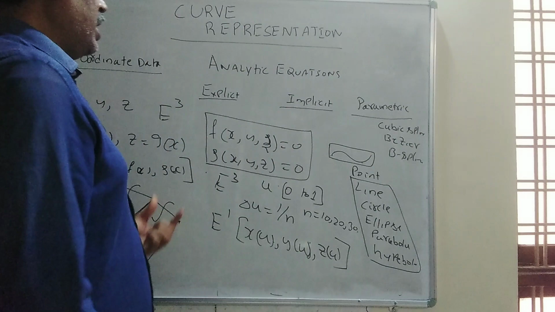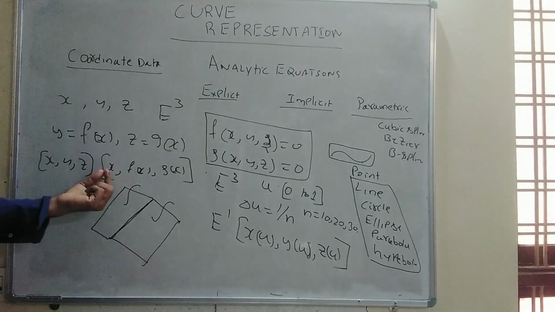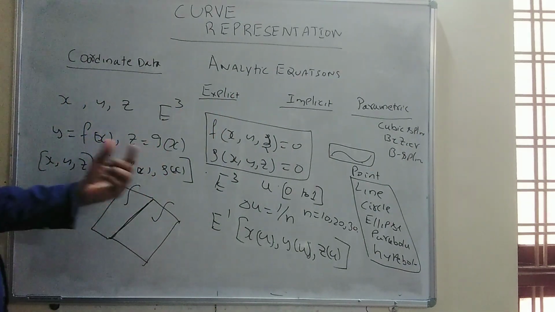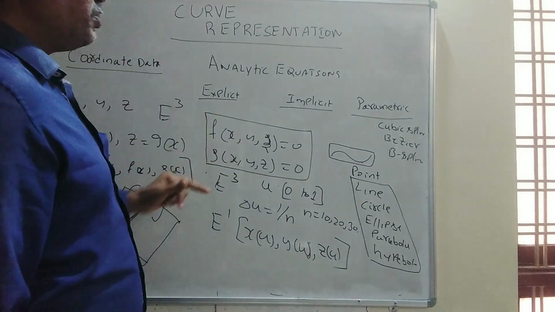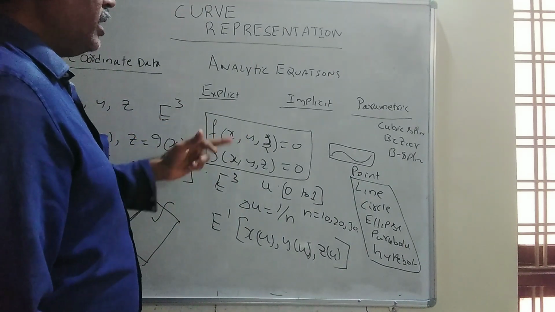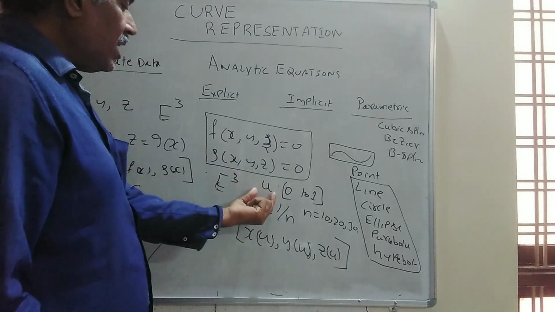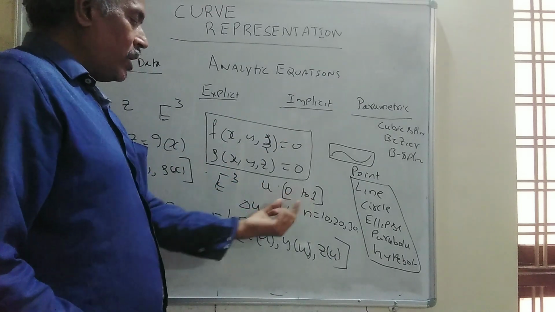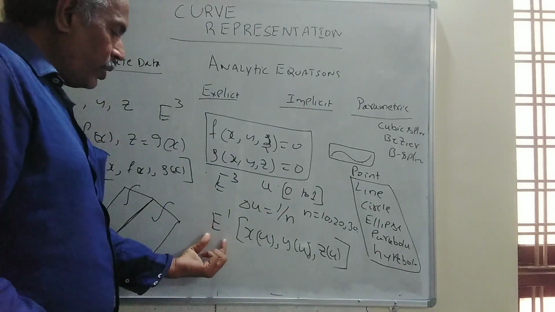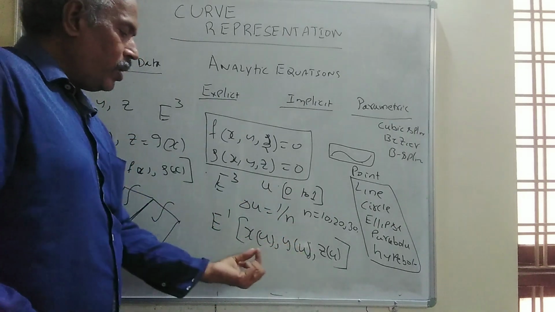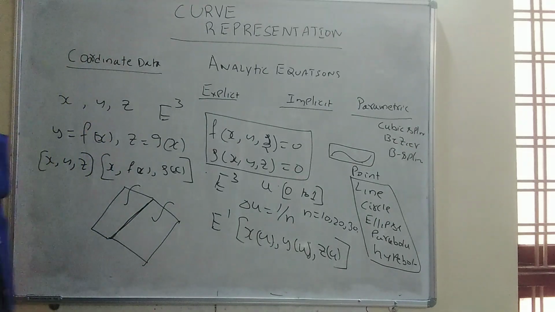In the explicit form, you will have x, f of x, g of x, and in the implicit form, you will have two surface equations, and the common curve will be the corresponding curve. And in the parametric form, you will have a u variable varying from 0 to 1, and depending on the number of coordinates you want to generate, you will get x of u, y of u, and z of u by varying u from 0 to 1. This is what I would like to discuss on curve representation in computers.